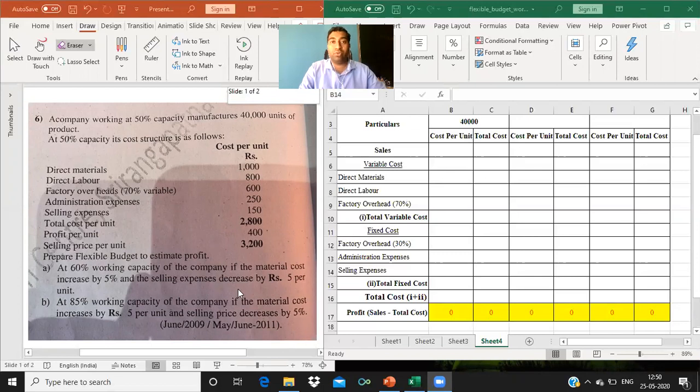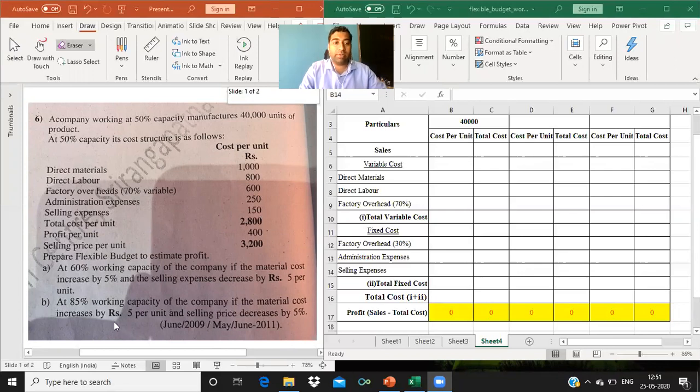But they have given you two adjustments in this problem. The first adjustment is at 60% working capacity of the company, the material cost increases by 5%. So at the 60% capacity, the material cost, that is direct materials 1000, will increase by 5% and selling price will decrease by rupees 5 per unit. So selling expenses is given as 150. So at 60% capacity, the selling expenses will be reduced to 145.